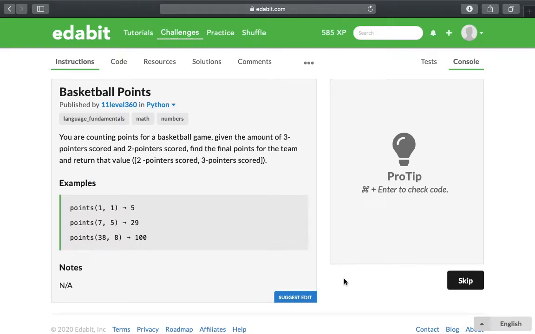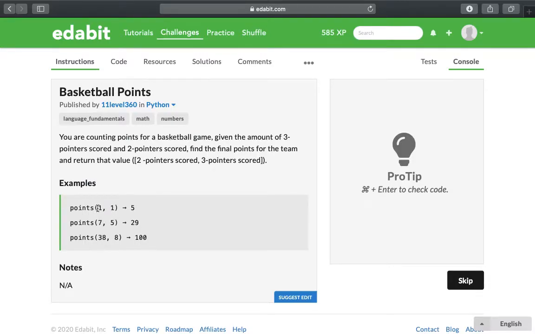This is the programmer Al, and today I'm going to do a walkthrough of an Edubit challenge called Basketball Points. In this challenge, they want us to count the points for a basketball game, given the amount of three-pointers scored and two-pointers scored, find the final points for the team, and return that value. So it's two-pointers and then three-pointers scored. In the function, they'll call the function and then give the two-pointers and then the three-pointers.